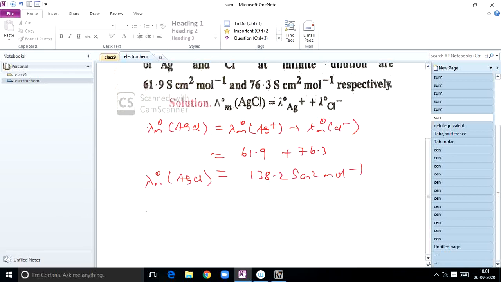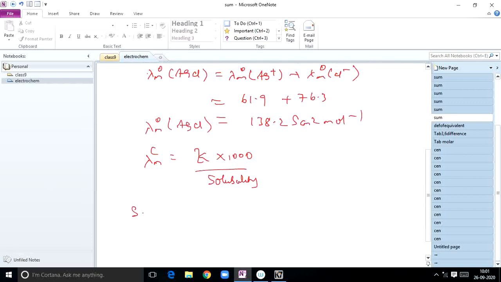So you already know lambda mc is equal to kappa into 1000 by molarity, or indirectly you can take it as solubility because it is a sparingly soluble salt. In case of sparingly soluble salts, solubility is equal to molarity. So you substitute this expression here. Kappa value is given. From this expression, you are supposed to calculate solubility. So solubility is equal to kappa into 1000 by lambda mc.